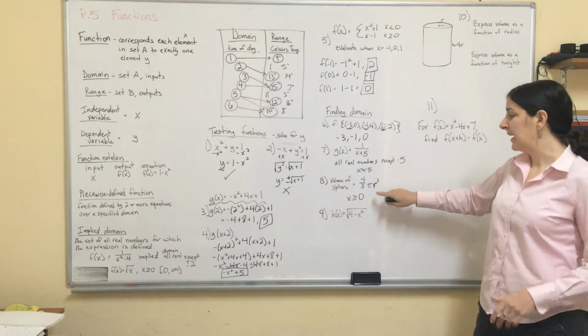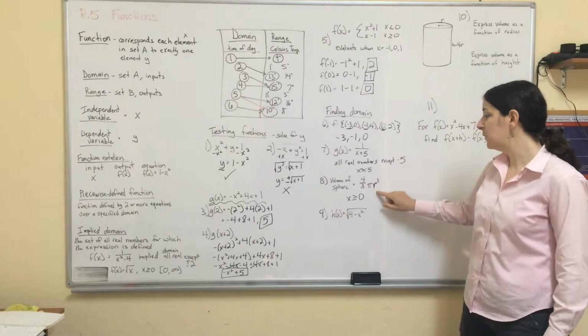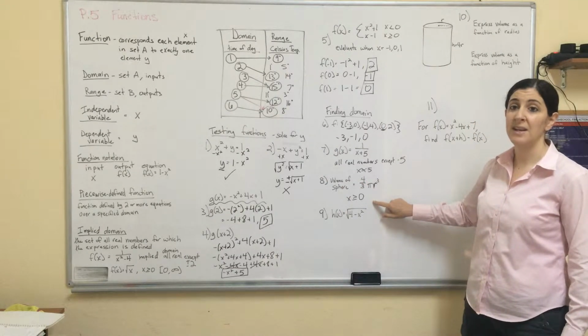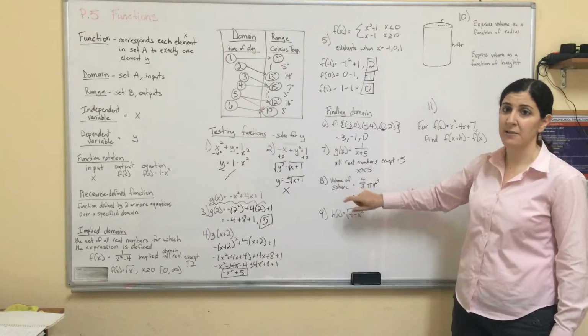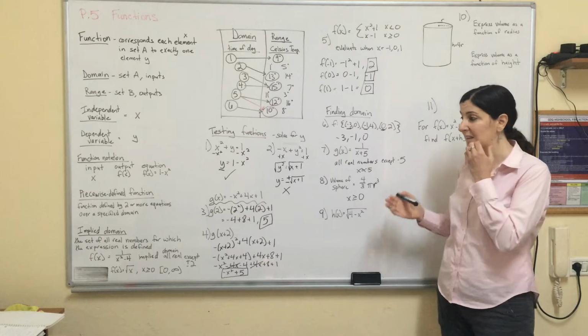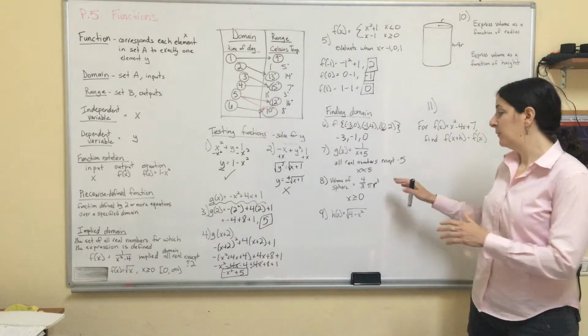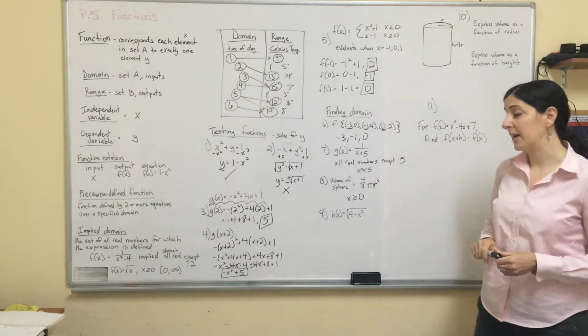So you just have to look at it. If they didn't tell you it was the volume of a sphere, if they just gave you this equation, then this would not be an implied domain. It's only because we know what it is we're trying to find. So it does also depend on the context of the equation. What is the equation trying to find? So pay attention to what that is because it will depend if it's implied or not.